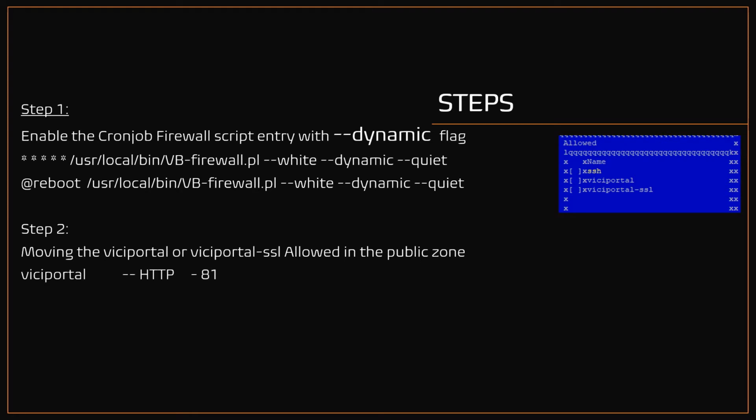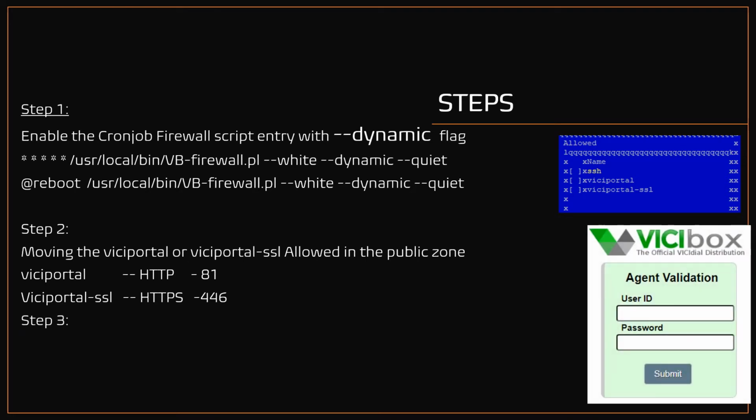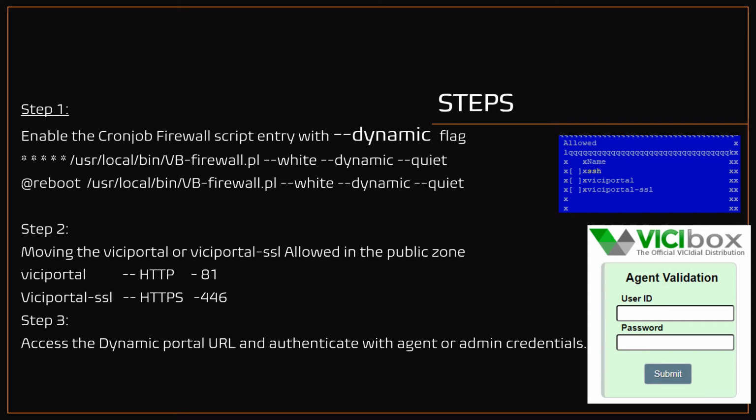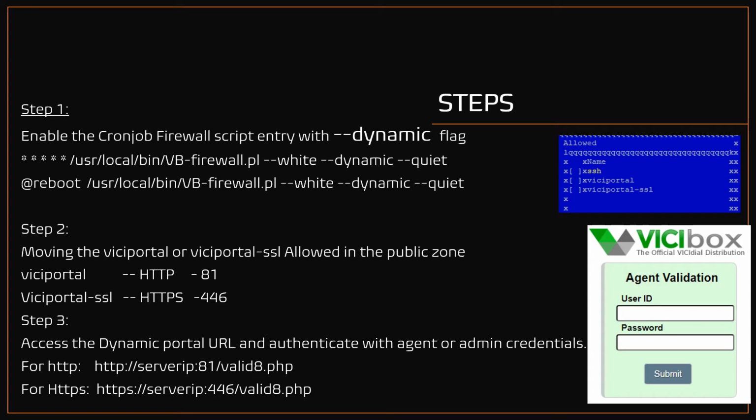Note, select VC portal if you are accessing your ViciDial via HTTP, this service will open port 81. Or select VC portal SSL if you are accessing your ViciDial via HTTPS, this service will open port 446. Step 3. After finishing step 1 and 2, access the dynamic portal and authenticate with ViciDial user. After successful authentication, the user's public IP will be added to the whitelist. Below is the URL to access the dynamic portal.